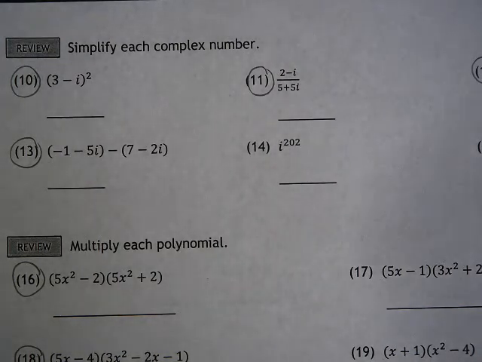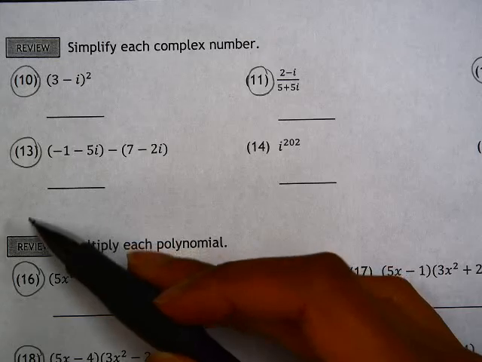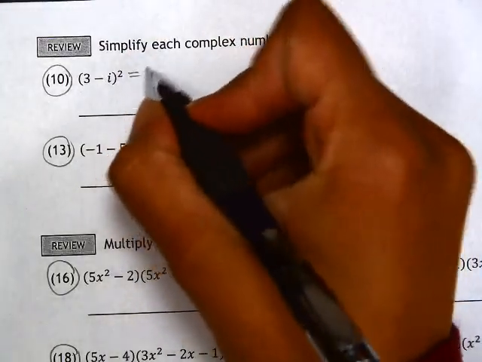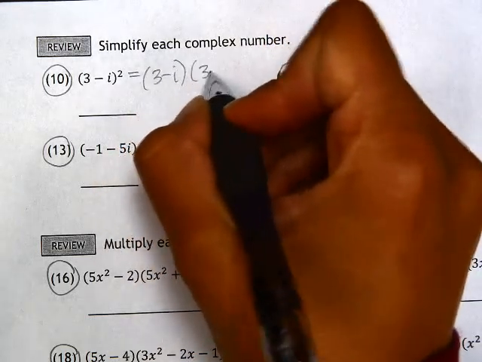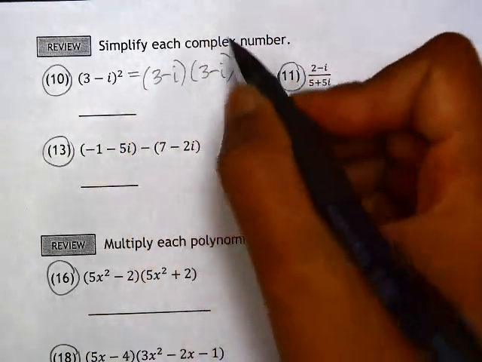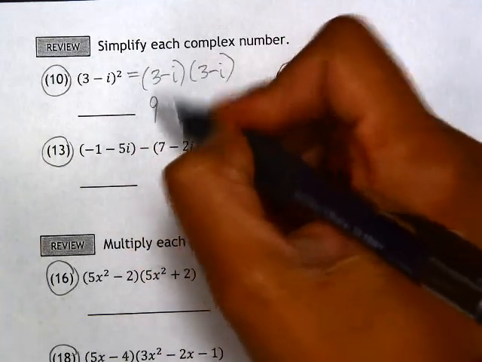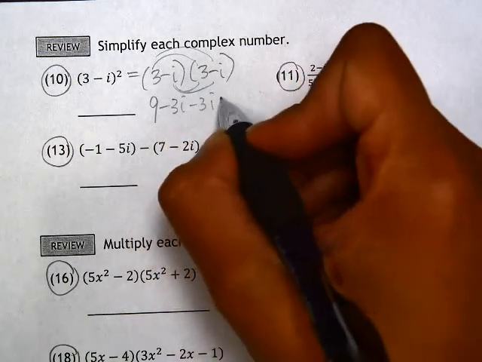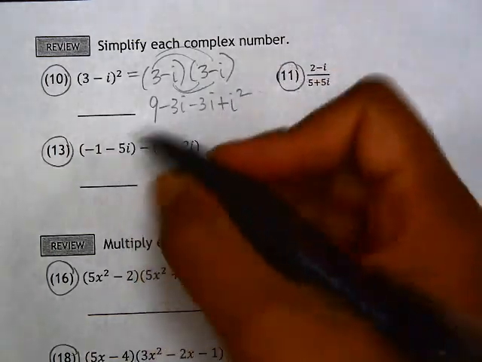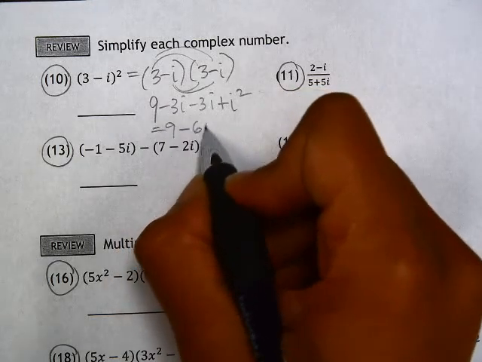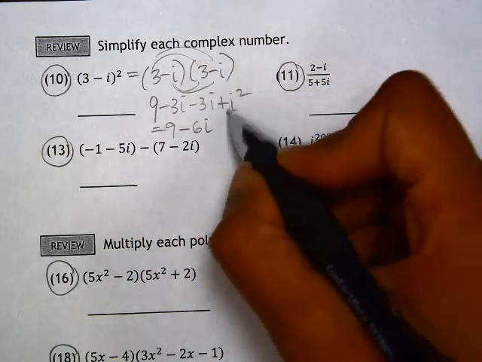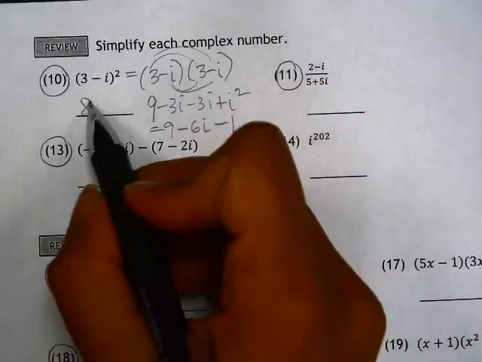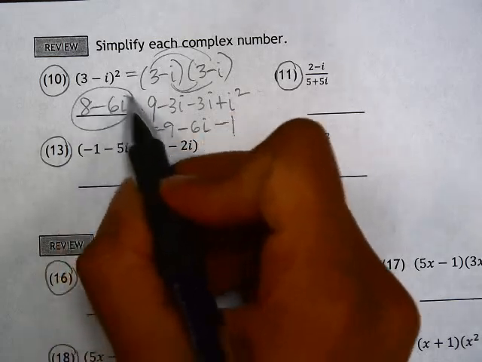This is worksheet 13.2 and we're looking at 10 through 13, which is simplifying complex numbers. Here we have (3 minus i) squared. That is the same as (3 minus i) times (3 minus i). So if we distribute here using FOIL, we get 9 minus 3i minus 3i plus i squared. So this gives us 9 minus 6i. i squared is equal to negative 1. So combining like terms here, I have positive 8 and minus 6i.